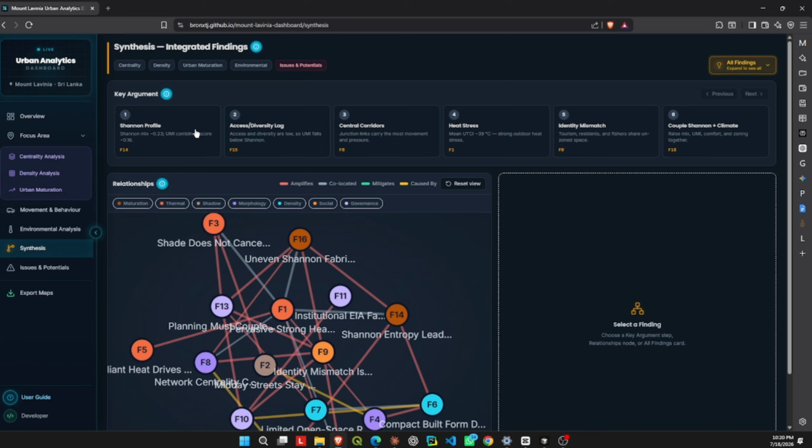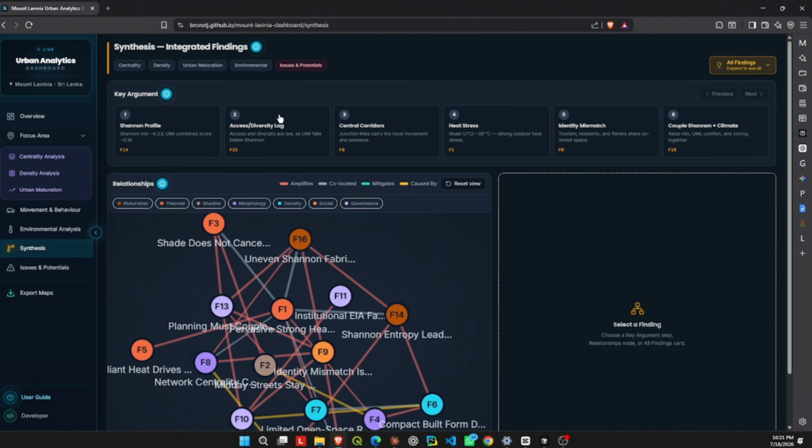Like we discussed in the urban maturation section, it measures mix directly. The UMI, or maturation index, is still useful, but access and diversity pull it down. The implication is that we can use Shannon maps first when briefing decision makers, and use UMI as a support material. This tells us Mount Lavinia has some land use mix, but it is not yet functionally mature as a whole.